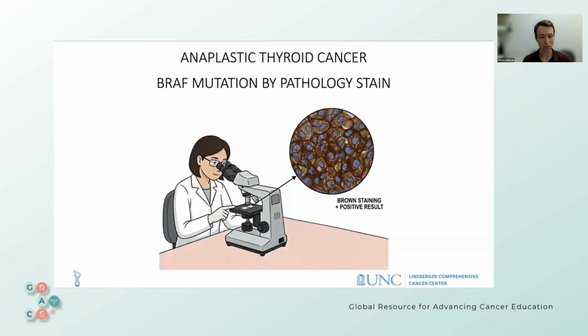And the most important thing about this mutation is that scientists smarter than me developed an antibody that allows us to actually visualize tumor cells that have this specific single gene mutation in BRAF under the microscope. And so this is always the first step that we do in a patient who we're concerned has anaplastic thyroid carcinoma. We will order this test to determine whether or not the tumor cells express this mutated protein.